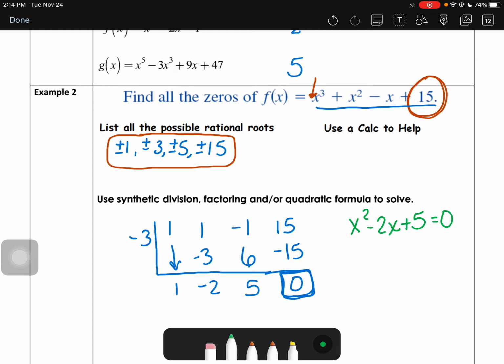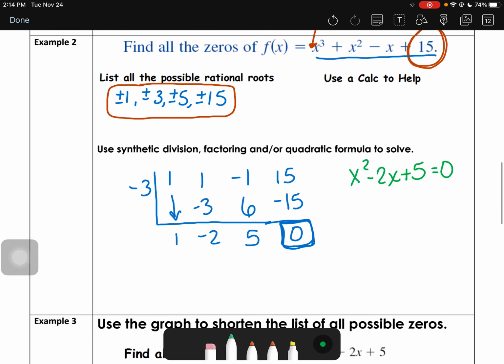So it says we can use synthetic division, factoring, or quadratic formula. If we were to try factoring, we would put 5 in the top and -2 in the bottom. What two numbers multiply to be 5 but add up to be -2? So we know that doesn't work. Factoring doesn't work. We know that synthetic division probably won't work again either, so we need to use the quadratic formula.